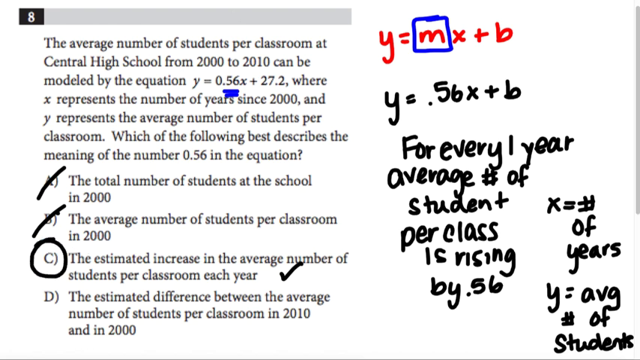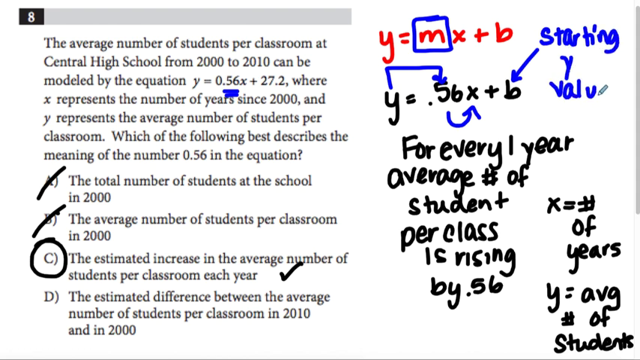So I always like to think about that rate of change. For every one of what x is, y is changing by m. And just as a reminder, b is usually the starting y value. So in this case, it would be the average number of students per classroom in the year 2000.